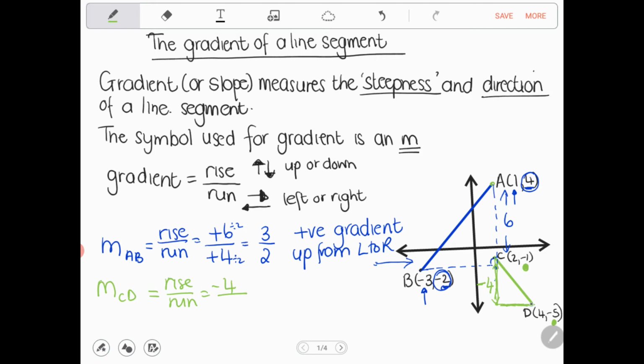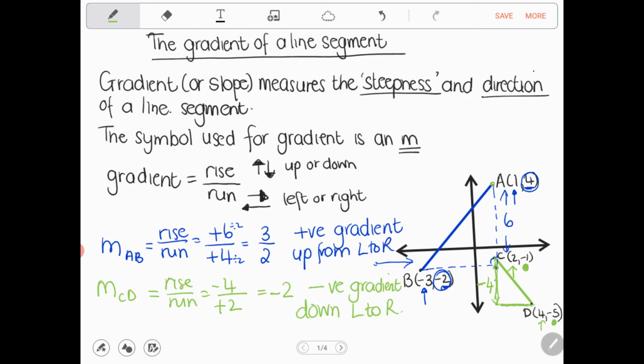And my run, well, I've gone from 2 to 4. So that's going to be a positive 2. You've gone 2 forward. So that gives me a -2 gradient. Okay, so this is a negative gradient. And if you look at the green line, it goes down from left to right. So C is higher than D. It's going down from left to right. So this goes down from left to right.